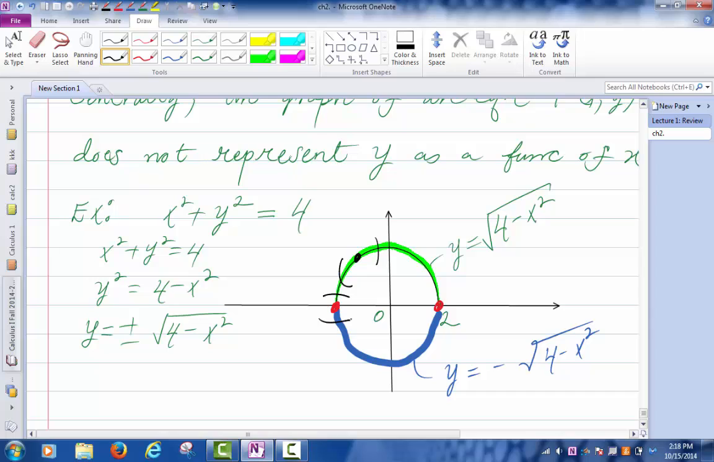So if I pick a part of the circle containing one of the red points as an interior point, it doesn't represent y as a function of x. However, if I pick any point which is not one of the red points, then you can always find a part containing that point where you can view y as a function of x. My question is, what is different about the red points?